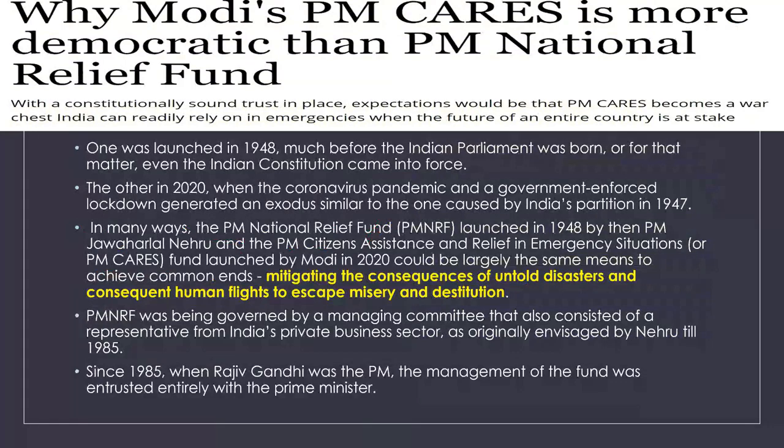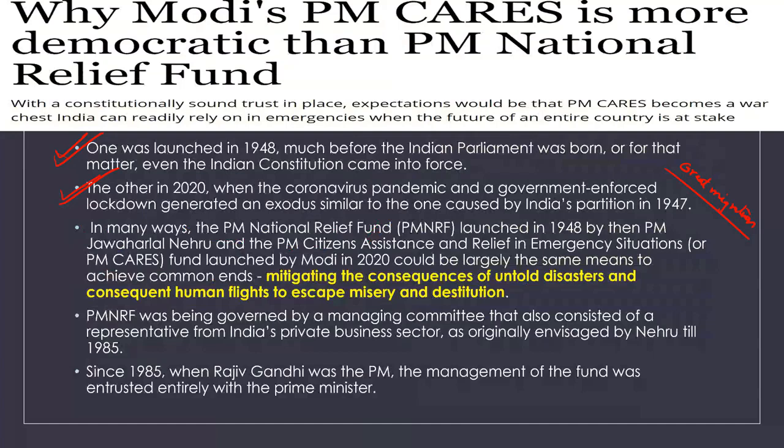Now the reply comes. Obviously, the BJP IT cell doesn't stop. So why is PM Cares more democratic than the PM National Relief Fund? The idea is that the PMNRF was launched in 1948, even before the constitution came into force. On the other hand, in 2020, there is a coronavirus pandemic and the government-enforced lockdown generates an exodus similar to the one in 1947. So there's a great migration which happened after the lockdown by Prime Minister Modi.